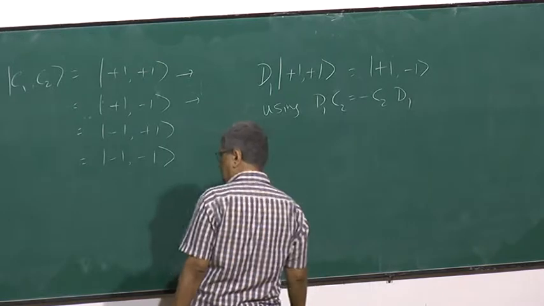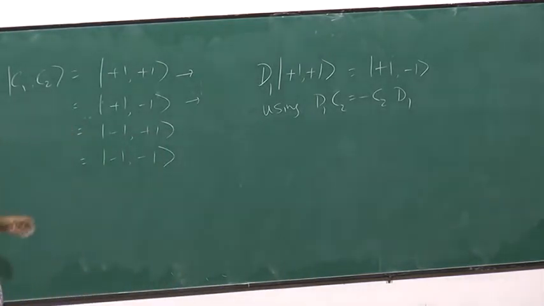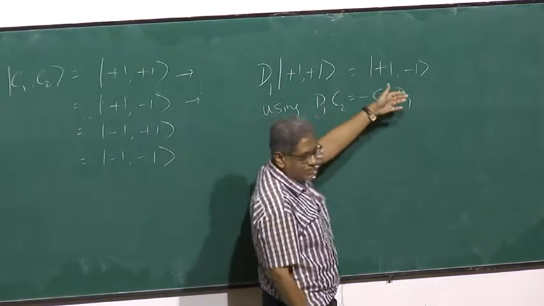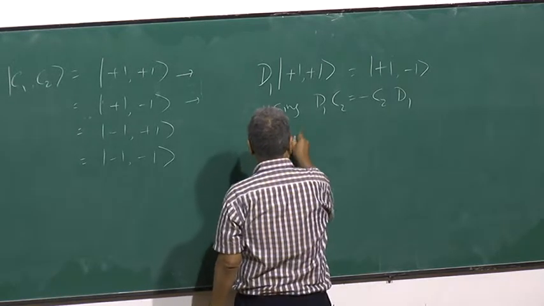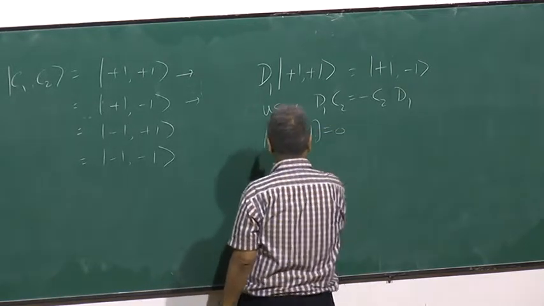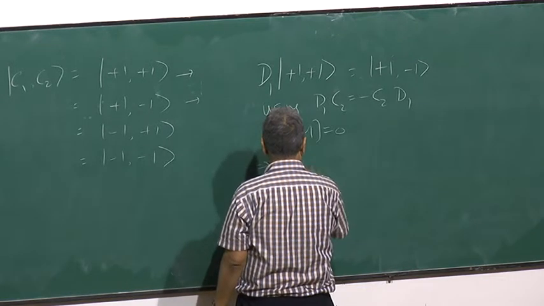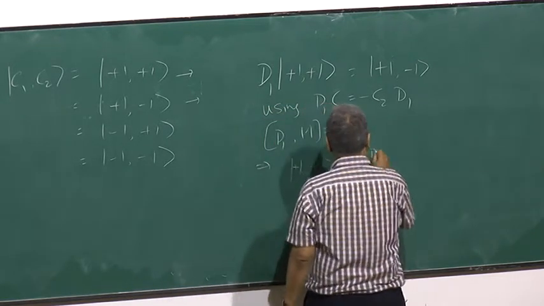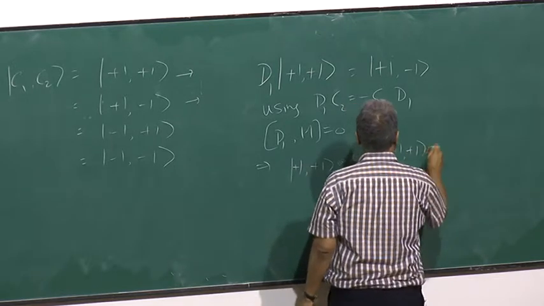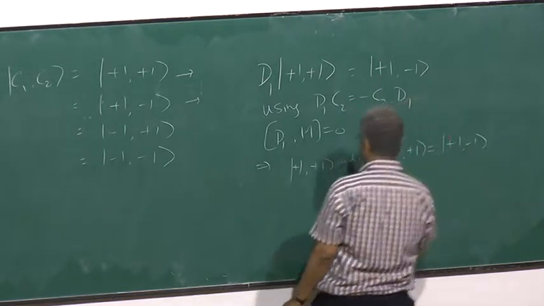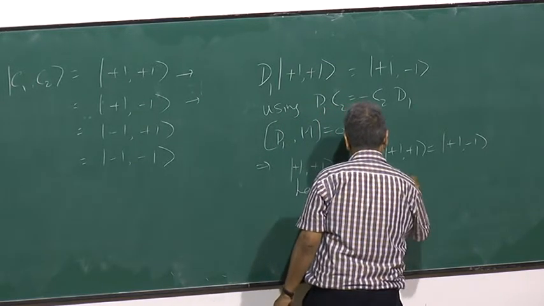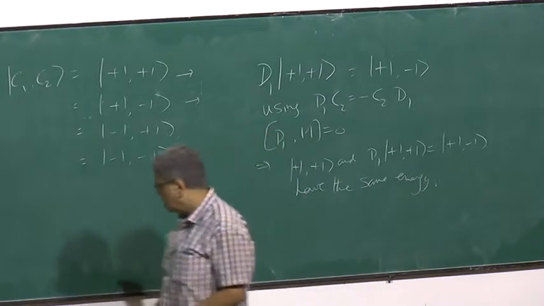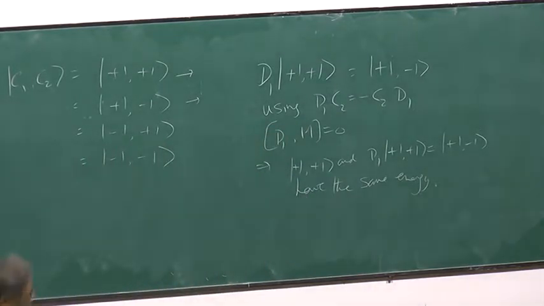Okay, but the fact that D1 commutes with the Hamiltonian means that these two states have the same energy, right? So D1 with H is 0, so that implies that |+1,+1> and D1 acting on |+1,+1>, which is the same as |+1,-1>, have the same energy. So that proves the degeneracy of these two states.